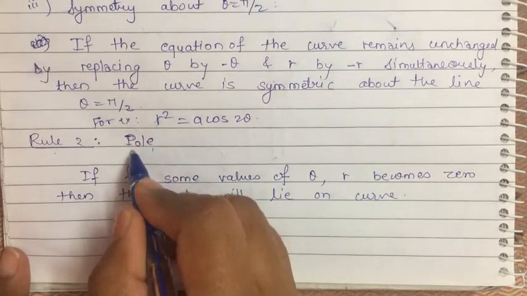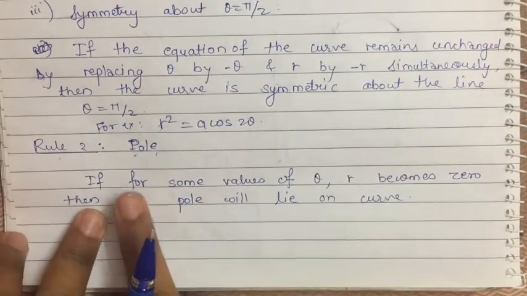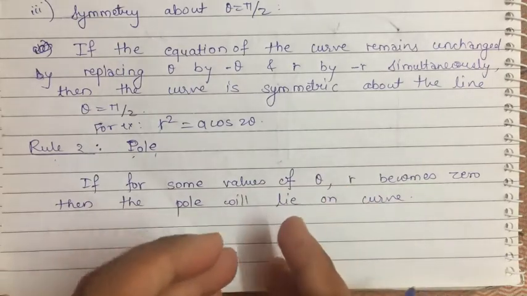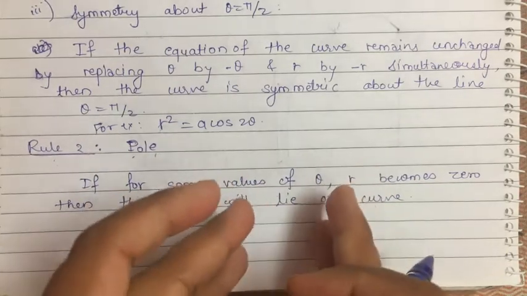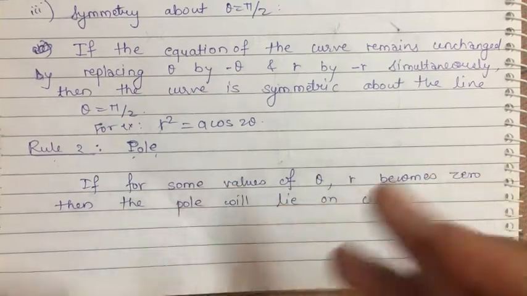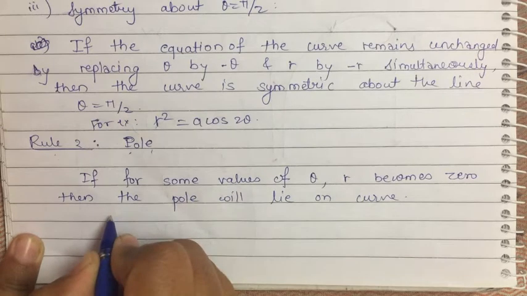What is meant by pole? Pole means, in simple language, you can say origin. So if you can observe some values of theta for which r becomes 0, then the pole will lie on the curve. That means the curve will pass through the pole, that is the origin.